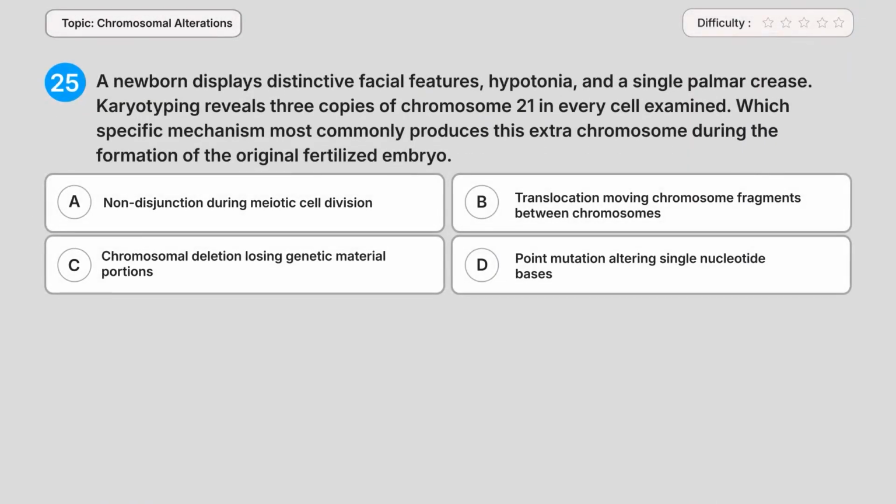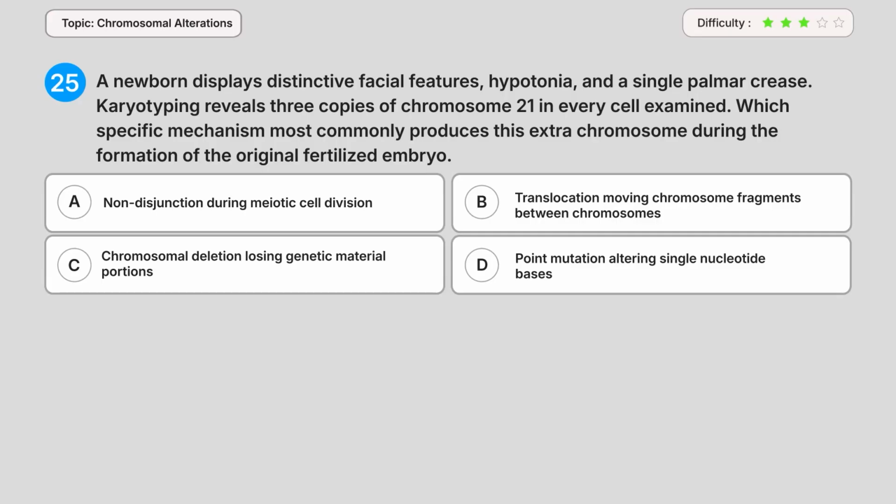Question 25. A newborn displays distinctive facial features, hypotonia, and a single palmar crease. Karyotyping reveals 3 copies of chromosome 21 in every cell examined. Which specific mechanism most commonly produces this extra chromosome during the formation of the original fertilized embryo?